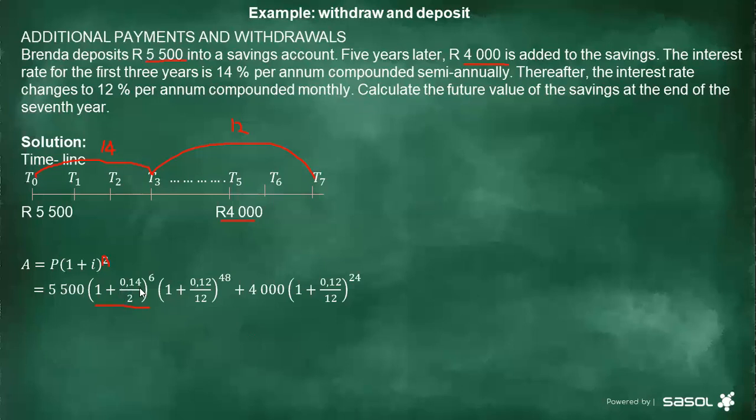And then it's 0.14. Remember, you divide by 100, this is 14%. And thereafter, compounded semi-annually, which is 2 divided by 2. Number of years from 0 to 3 years, which is 3. So it's 3 times 2, then it's 6 there.